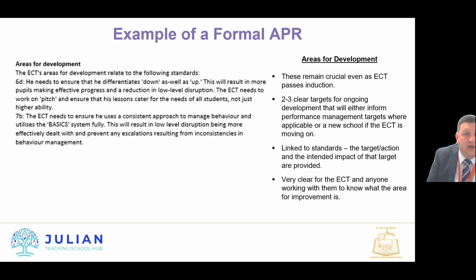And then we've got 7b around behaviour management and using the system that the school utilises. And again, it shows us that impact. And this will result in low-level disruption being more effectively dealt with and prevent any escalations resulting from inconsistencies in the behaviour management. So we've got really clear targets that show what the action is going to be, what the impact's going to be. And if this was to move into an action plan, I would then expect to see a higher level of detail about exactly what will happen by when. But in terms of a final assessment point, I think this is suitable.